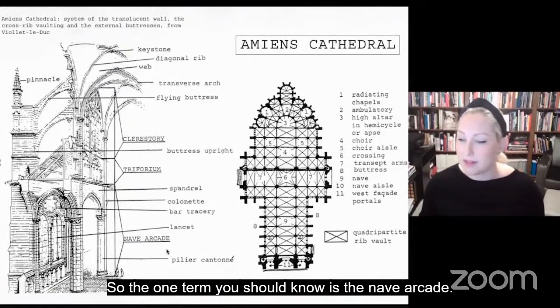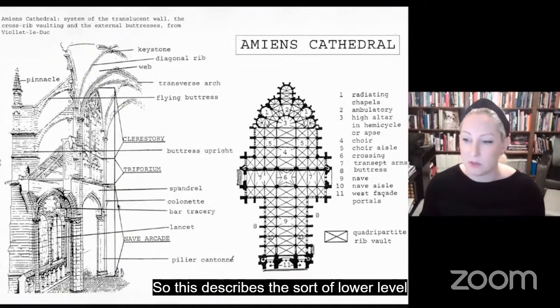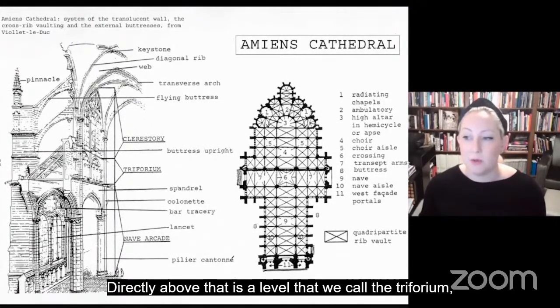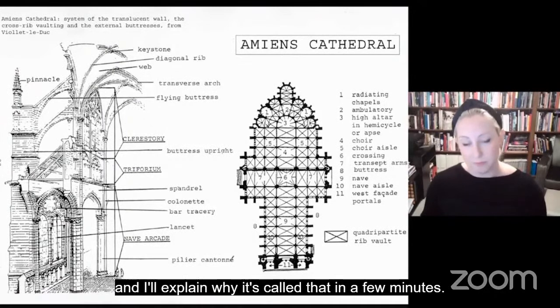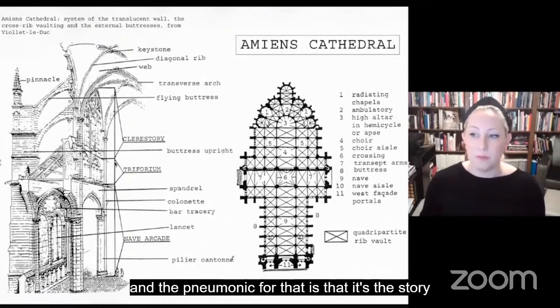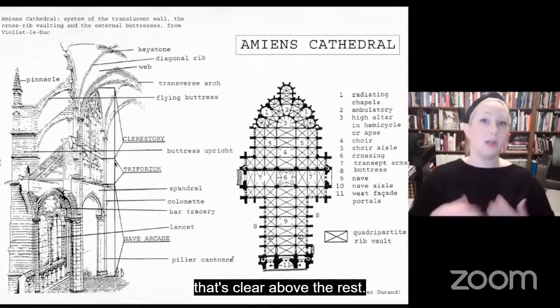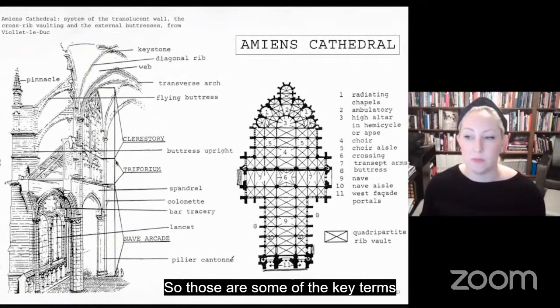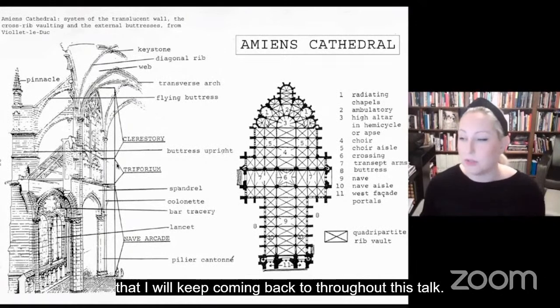So the one term you should know is the nave arcade. So this describes the lower level of the elevation of the wall inside of the cathedral. Directly above that is a level that we call the triforium, and I'll explain why it's called that in a few minutes. And then directly above the triforium is the clerestory. And the mnemonic for that is that it's the story that's clear above the rest. So this is where, of course, you'd have all your stained glass windows and your rose windows. So those are some of the key terms that I will keep coming back to throughout this talk.